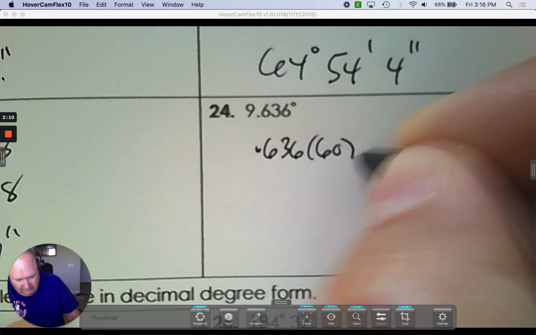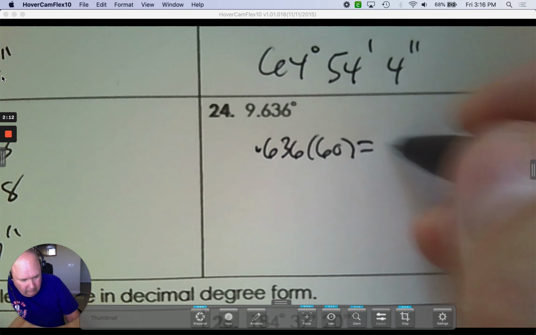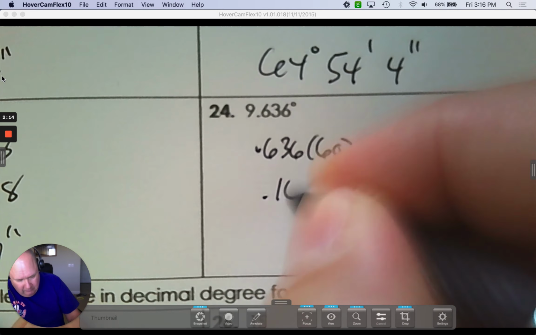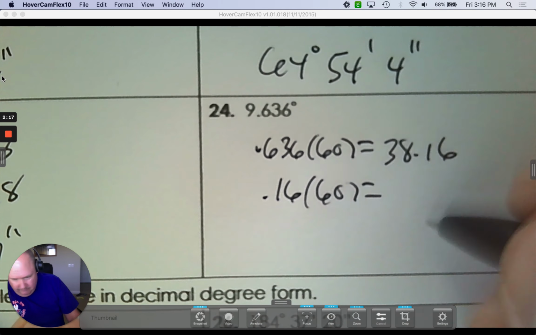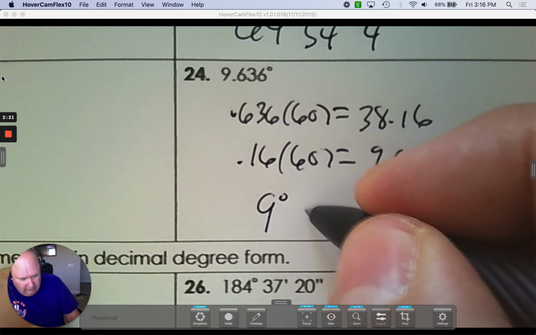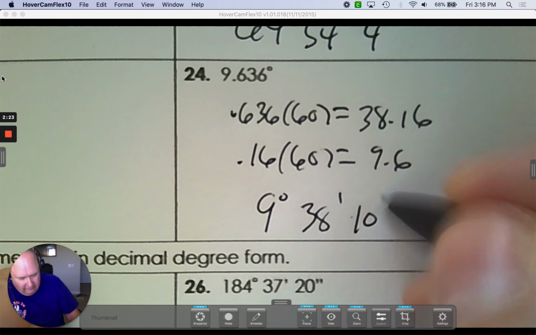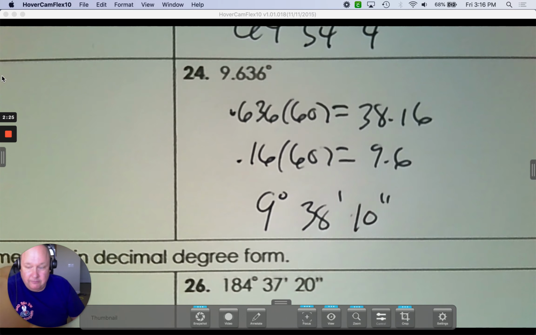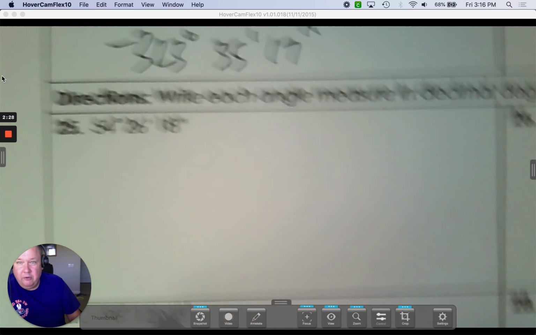0.636 times 60. 38.16. 0.16 times 60. That's 9.6. And then we're going to round. So it's 9 degrees, 38 minutes, and 10 seconds. And that's the symbolism. Number 25, we can go the other direction.